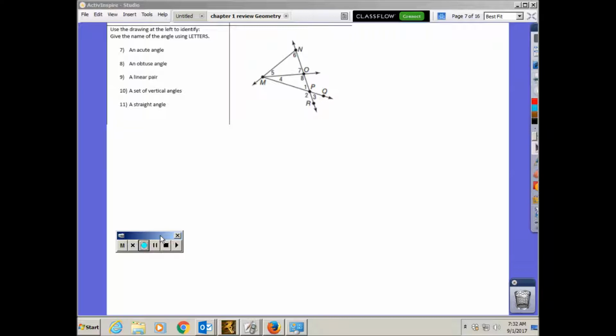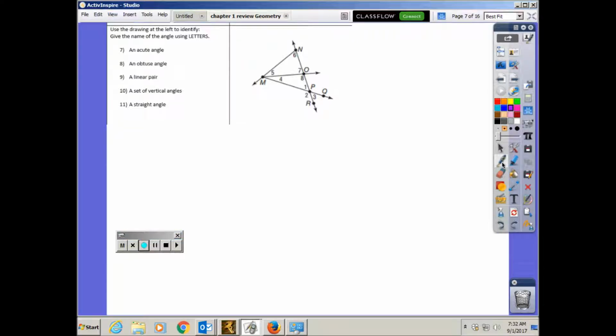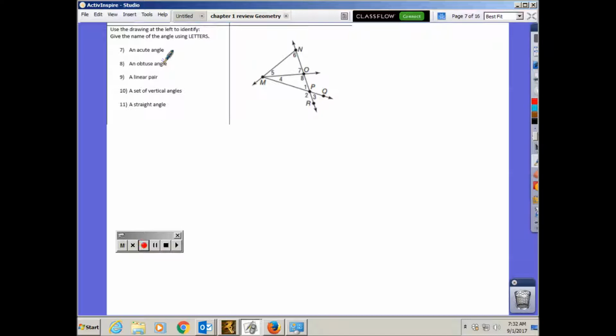So for this part of the review, we are going to go over identifying different types of angles. And as we did this in class, there are lots of different correct answers. So I'm going to do a few for each of these. What I suggested in class is you actually use colored pen and kind of go over them. So I'm going to do a few here.